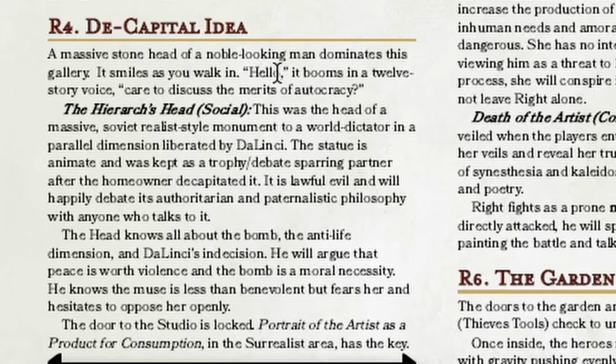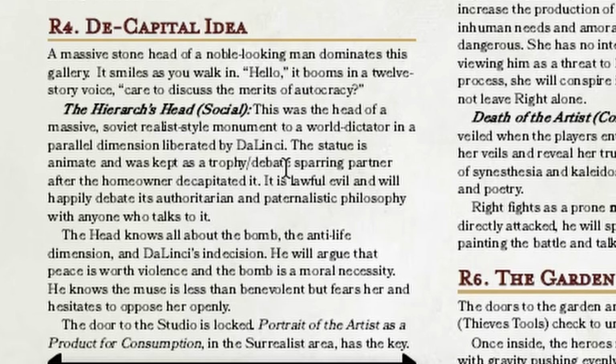R4 contains D-capital Idea, a massive stone head of a noble-looking man in the center of this gallery. It's like a statue gallery. It's kind of a social encounter. He knows all about the bomb, the anti-life dimension, and Lynch's indecision. He's a great place for you to bestow additional information on the party.